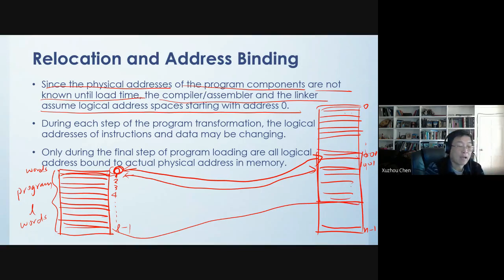Now suppose I load the whole program in the same consecutive area in the memory. The reality is that's not even true, because the program with the logical memory address may be loaded into different parts of the physical memory, not necessarily as a whole in a consecutive area. Why? Because you never know which part of the physical memory is free and which part is not free, currently loaded by another program.